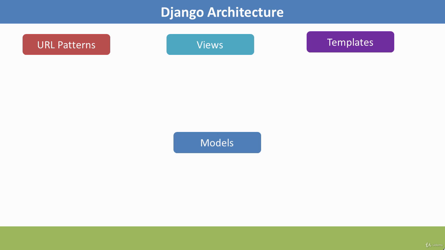Each of these pieces has a separate role to play. For example, the URL pattern takes the path of a request and then decides which views should handle the request. Once a request comes in, it has to look at the pattern of the URL and determine which views should handle the request.